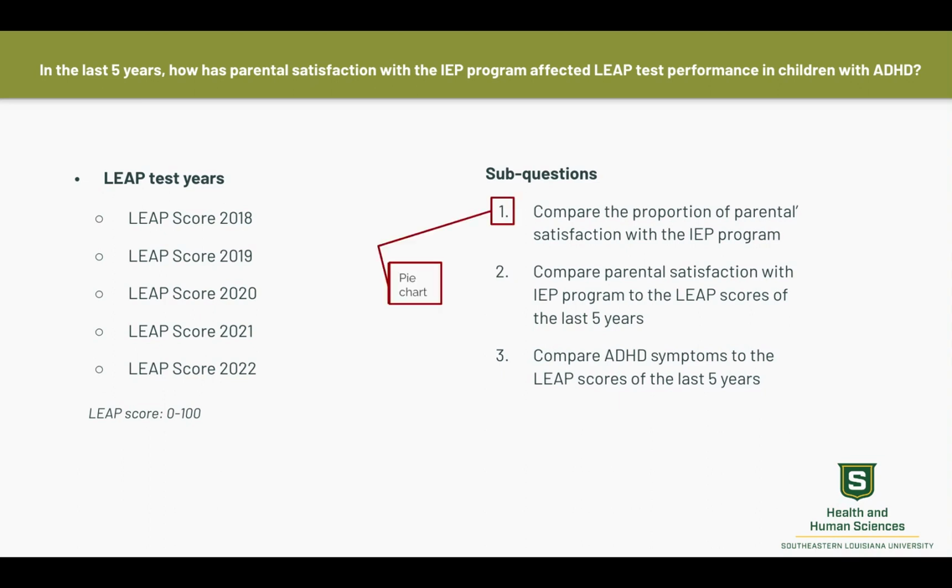For the first sub question, we're going to use a pie chart to answer it. For the second, we're going to use a line chart to answer it. And for the third, we're going to use a bar chart to answer it. Now, for the second and the third question, you can actually use both a line chart and a bar chart. But for this exercise, we are going to just use one or the other so that we're not spreading ourselves too thin.